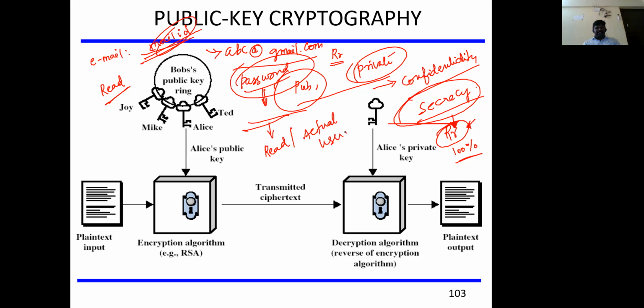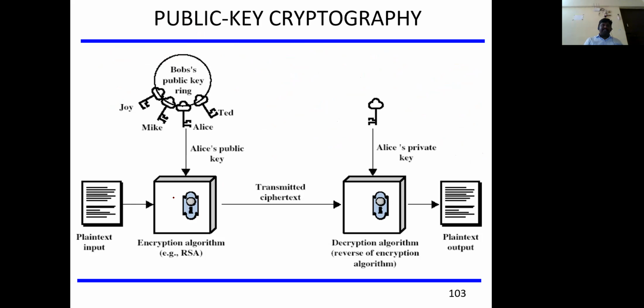I hope this is clear. By the way, if you are using the receiver's credential for encryption and decryption, that technique provides confidentiality. The other scenario is when we use the sender's credential. For example, if Bob is here, now Bob uses his own private key.